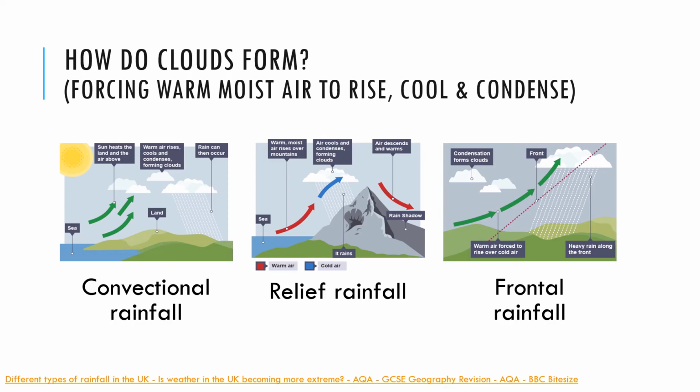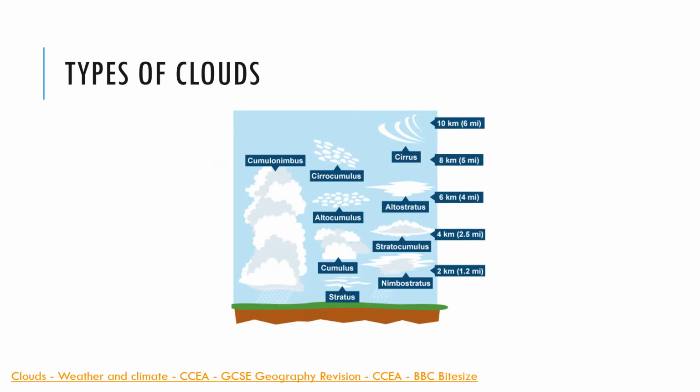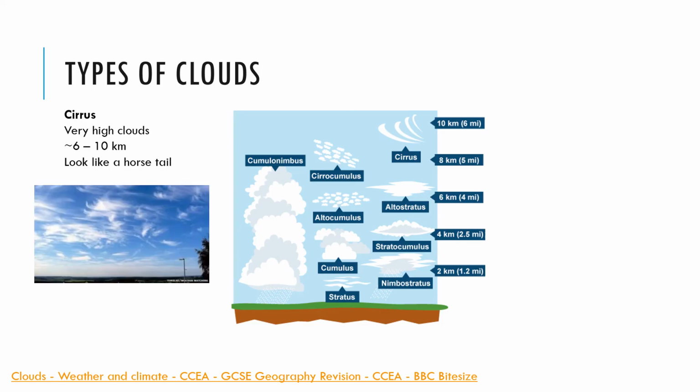You have relief rainfall, convectional rainfall, and frontal rainfall. If you don't know what those are, please do go back over your notes or use this bite-sized link. They're very, very good indeed. There are many different types of clouds, but what you are expected to know really are the 4 main types of clouds. The first one is cirrus clouds.